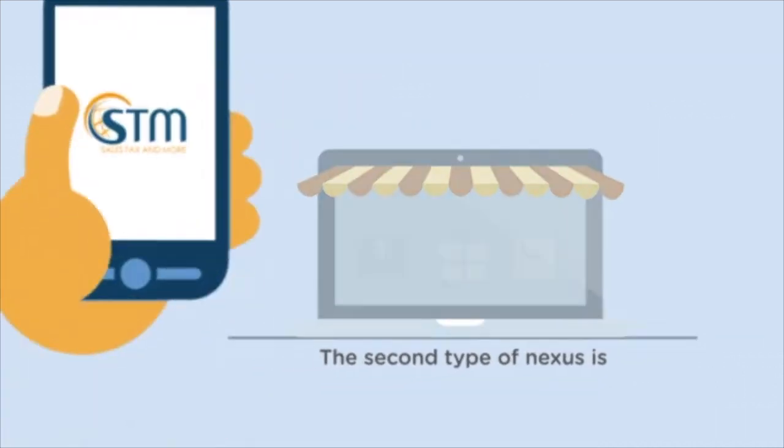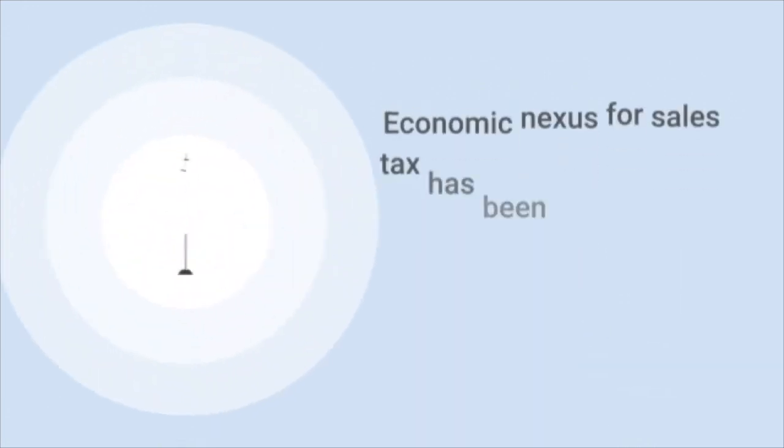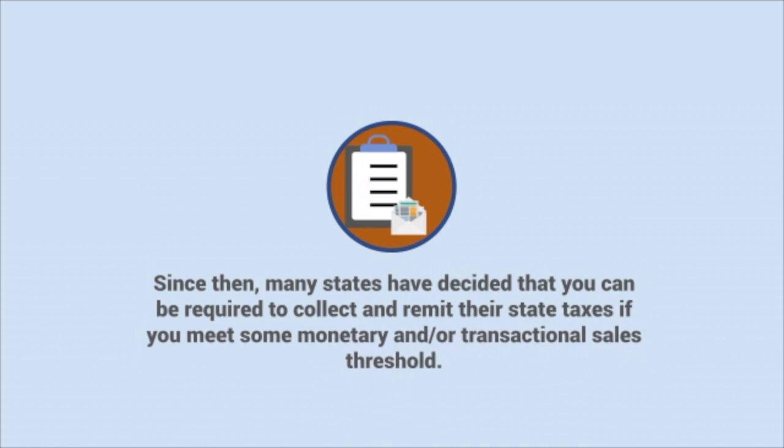The second type of nexus is economic nexus. Economic nexus for sales tax has been around since 2018, following the Supreme Court decision in South Dakota versus Wayfair. Since then, many states have decided that you can be required to collect and remit their state taxes if you meet some monetary and/or transactional sales threshold.